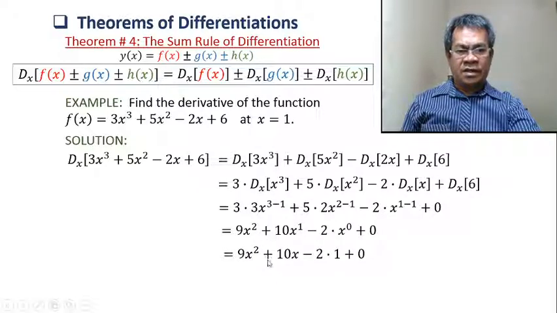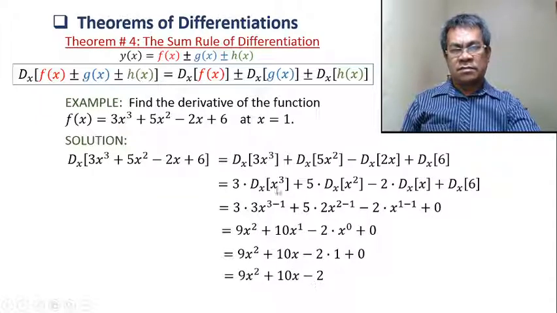So simplifying again, this is 9x squared, and this is 10x. Do not write 1 here, because the exponent 1 is understood. And this is negative 2. That's it. Now, replace x with 1.